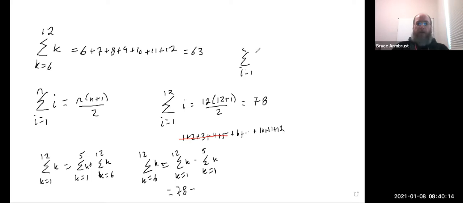Go from 1 to 5. This is now going to be 5 times 5 plus 6. Whoops. How about 5 plus 1? My brain is one step ahead. Over 2. 5 plus 1, of course, is 6. 6 times 5 is 30, divided by 2, and that's 15. All right, so our sum then is actually equal to 78 minus 15, which is that amazing 63 that we found earlier.